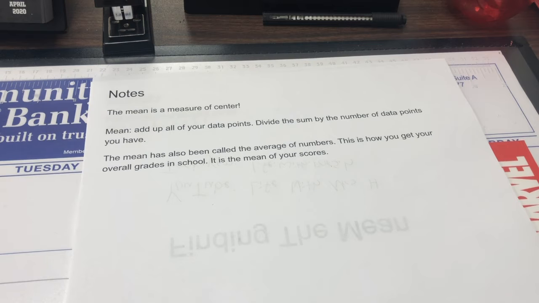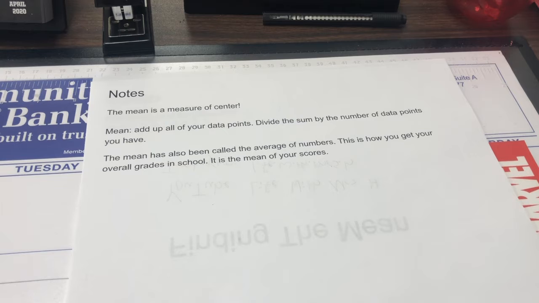So now, to find the mean, you're going to add up all of your data points. Then you're going to divide the sum. So after you add up all the numbers, you're going to divide those by the number of data points you have. So the mean has also been called the average of numbers.